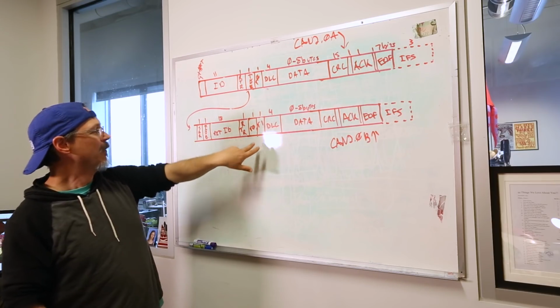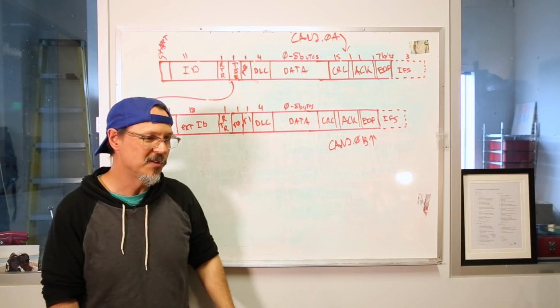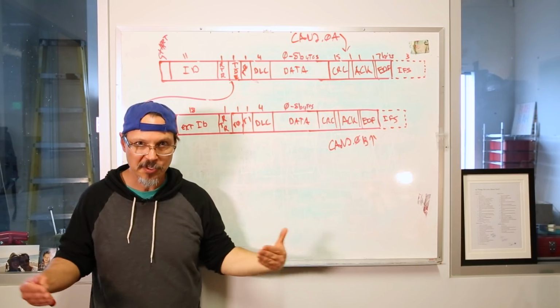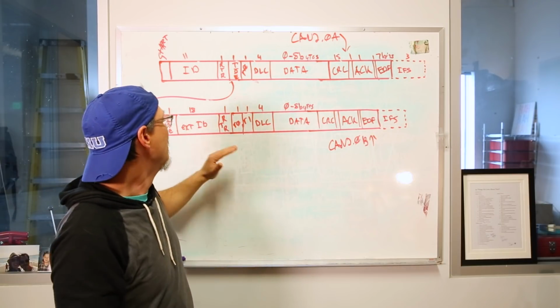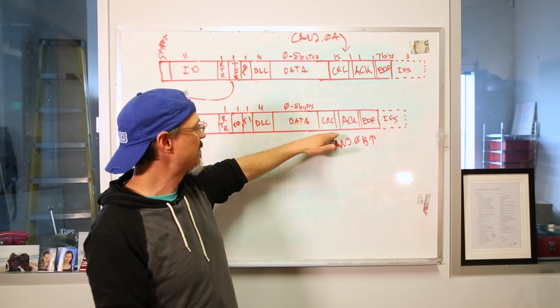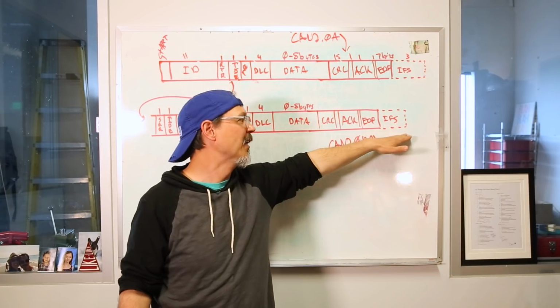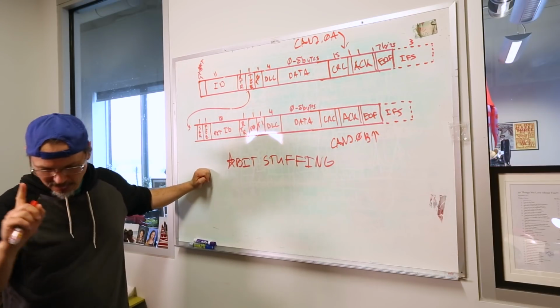So it all changed. Followed by 2 more reserved bits, again, same game as the previous one. The spec will say something like, it must be high, but we'll take it in whatever you send it. Okay, fine. Followed by the data length code, again, 0 to 8 bits, CRC, acknowledge, end of file, and interframe space. So let's talk about bit stuffing.